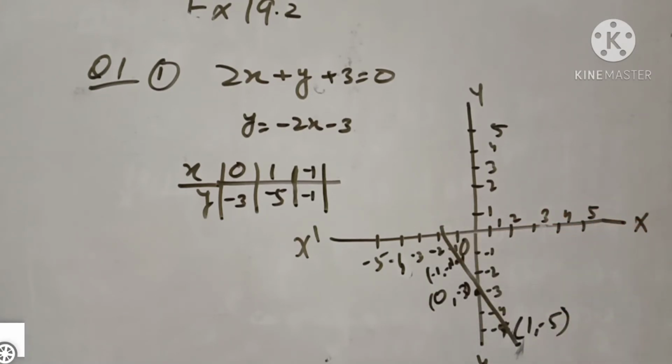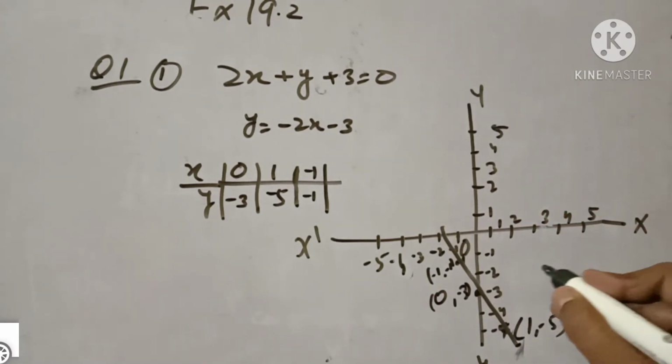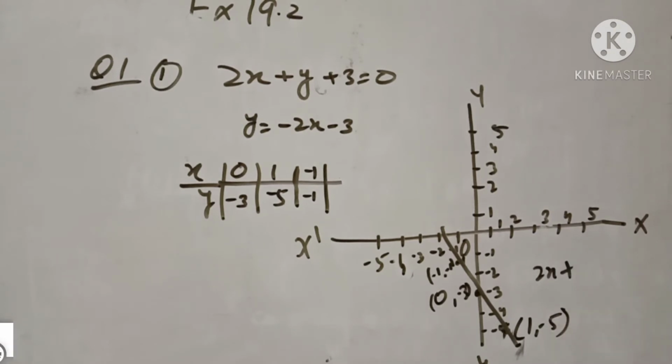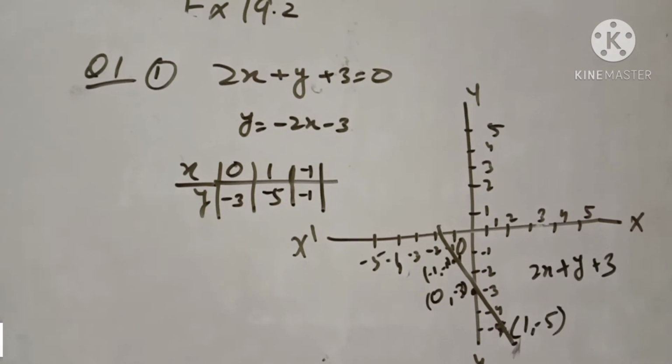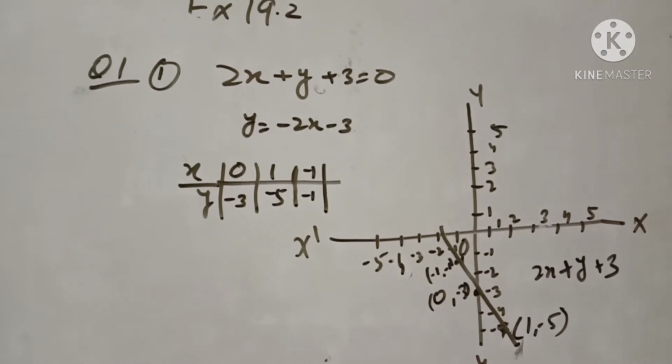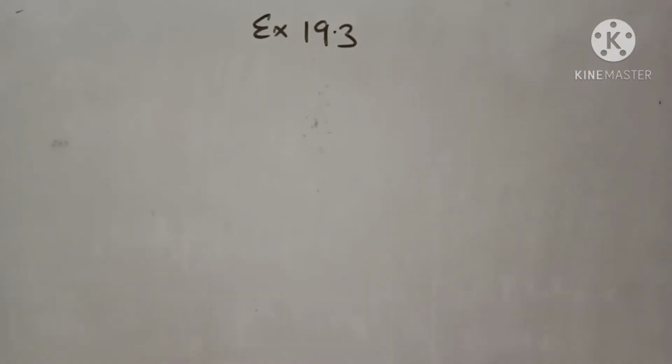This is our equation, that is 2x plus y equal to 3. So this is from your exercise 16.2. Question 19.3 is given: solve the following equations graphically. 3x minus 2y equal to 4 and 5x minus 2y equal to 0, the graphical solution of a pair of linear equations.